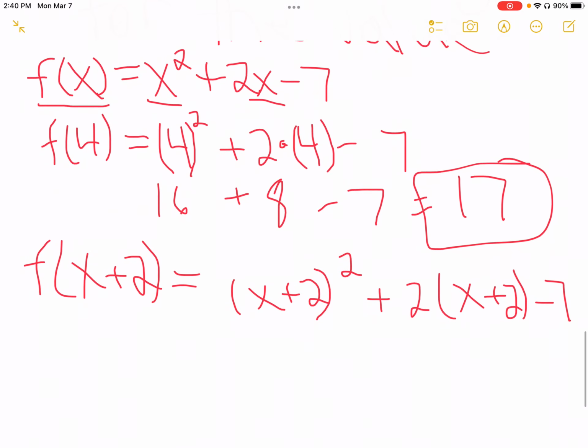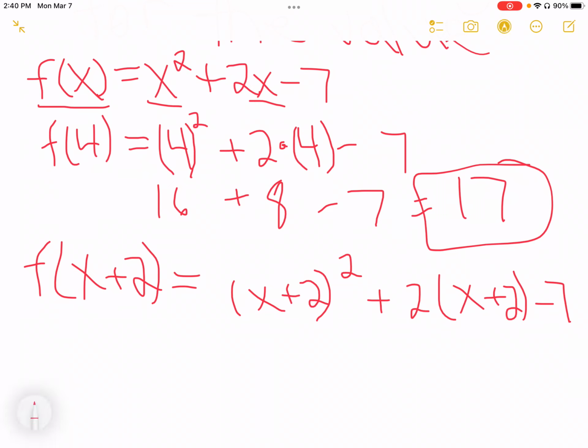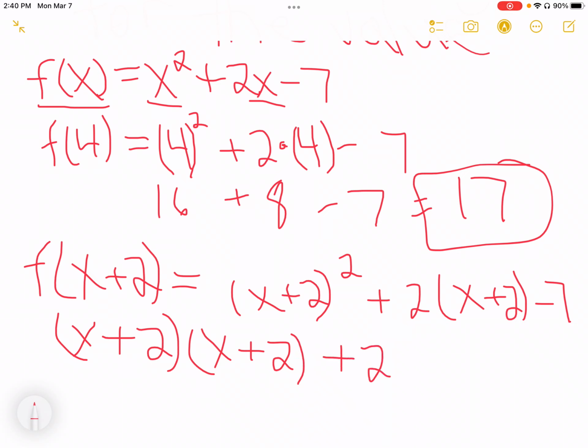Okay, so we just plugged in x plus 2 for x. So then we would write x plus 2, and we'll write x plus 2, and then we'll write plus 2, and then we can go ahead and multiply this 2 through. So we're going to multiply by that term, we're going to multiply by that term. So we'd say 2x, because we don't know the value of x. And then 2 times 2 is 4, so we'd say plus 4, and minus 7.